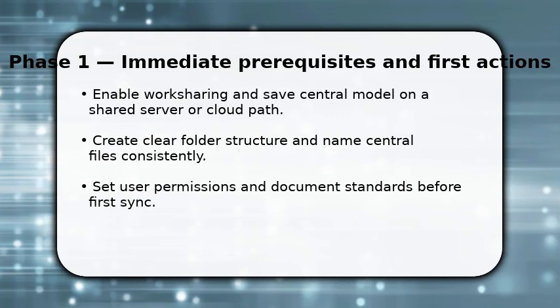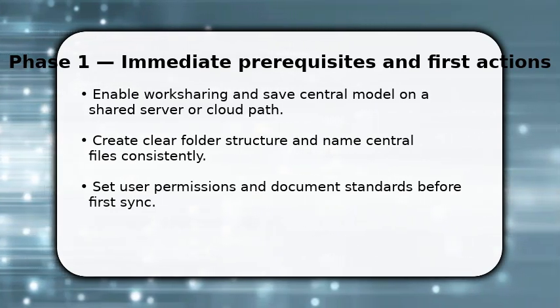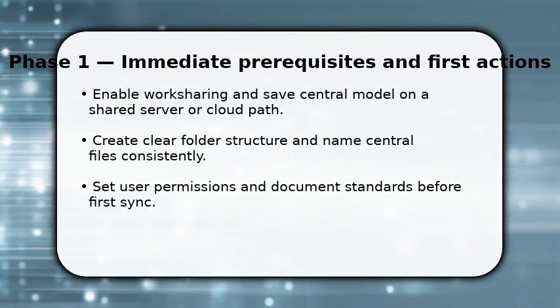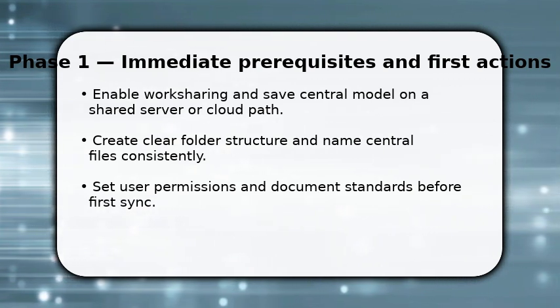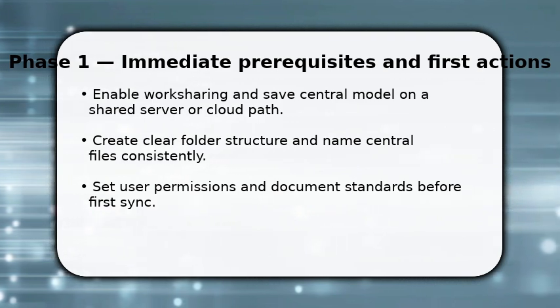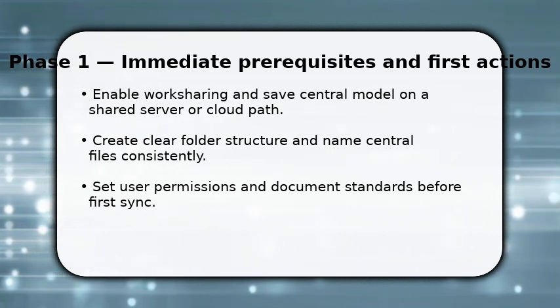You begin by creating a shared central model and enabling work sharing now. Save the central file to a reliable shared location so links resolve. Once the central exists, create your local copy immediately and open only the local file. Make sure to assign project standards and user roles up front because early discipline prevents conflicts later.